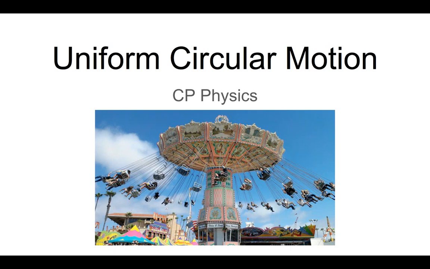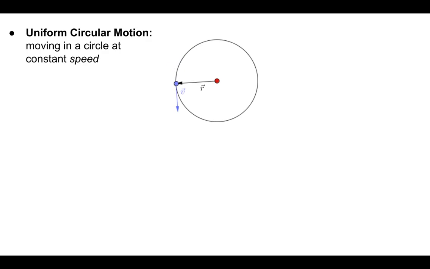Today we're going to talk about uniform circular motion. Now, this word uniform means that this object is moving in a circle at a constant speed.